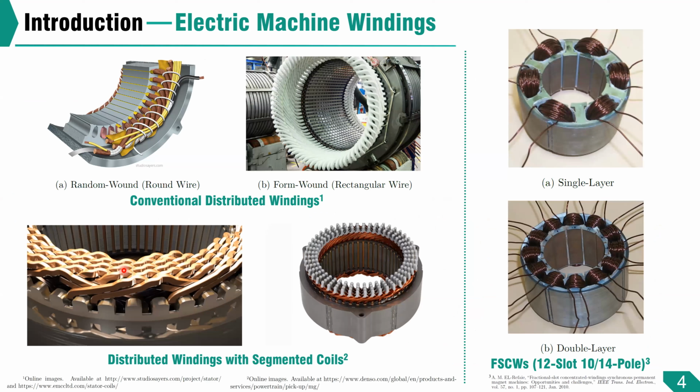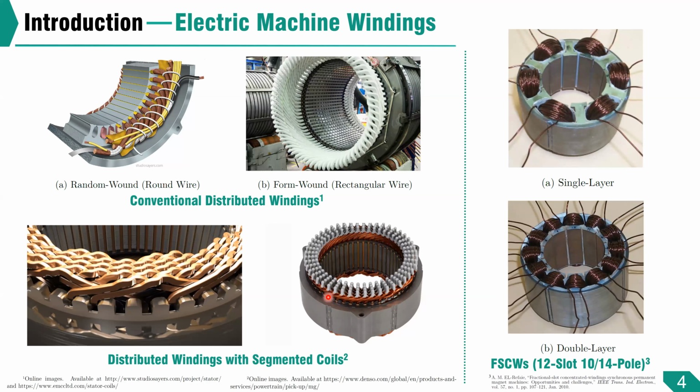Here, this distributed winding has segmented coil parts inserted from one end and welded on the other end. It's one of the newer manufacturing technologies in EV, HEV motors. It's sometimes called the hairpin winding. The magnetic field of a 12-slot 10-pole double-layer fractional slot concentrated winding is shown here as an example.